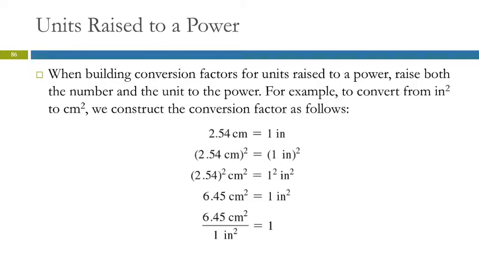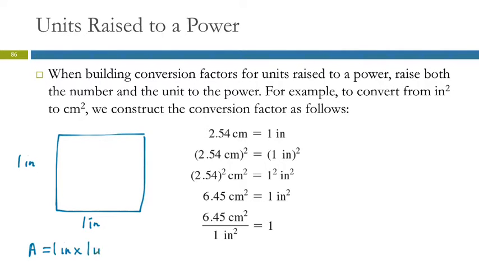So here's one way of explaining it. So if we want the relationship between square centimeters and square inches, I'm going to start with the relationship between inches and centimeters. And then I'm going to square both sides. I'm going to square the number and I'm going to square the unit. So let me draw you a picture. Here I have a square. Okay, and this side is 1 inch, and this side is 1 inch. What's the area of the square? 1 inch squared. 1 inch times 1 inch, right? So area equals 1 inch times 1 inch, which equals 1 inch squared.